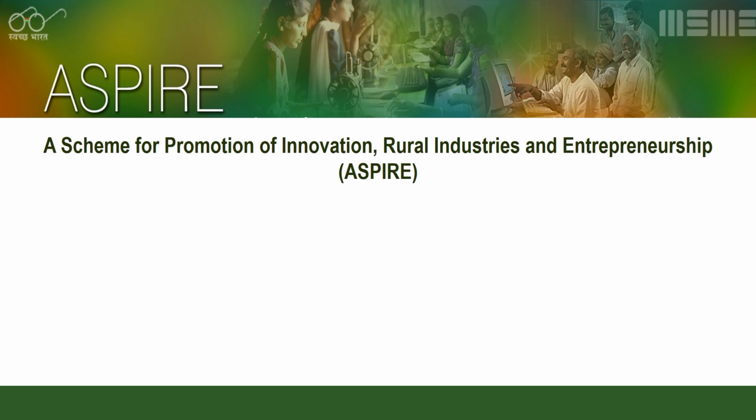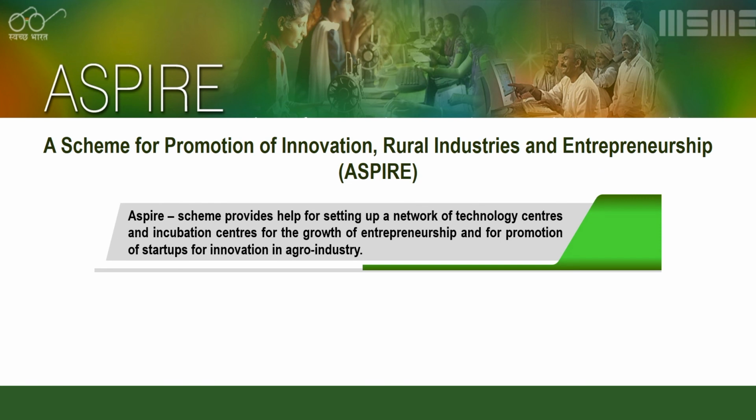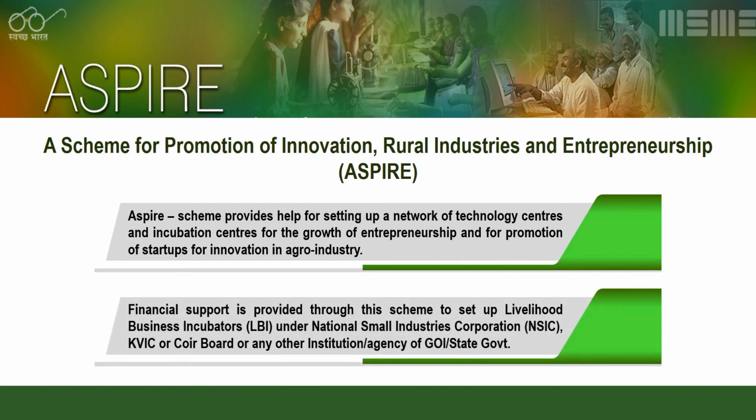There is another scheme for promotion of innovation, rural industries and entrepreneurship, also known as ASPIRE. The ASPIRE scheme provides help for setting up a network of technology centers and incubation centers for the growth of entrepreneurship and for promotion of startups for innovation in the agro-based industry. So, in this case, financial support is provided through this scheme to set up livelihood business incubators, also known as LBI, under the National Small Industries Corporation, NSIC, or KVIC or the Coir Board or any other related institution or agency of the Government of India or of the state government.